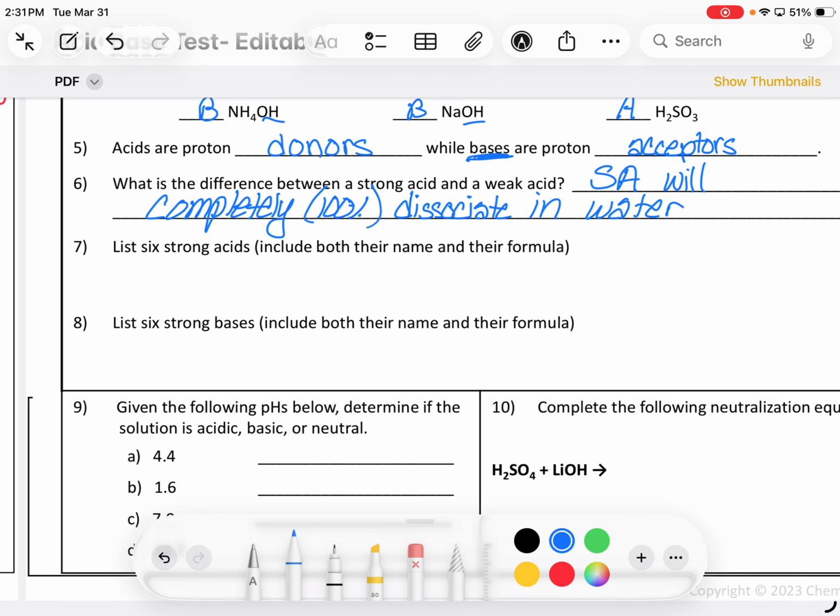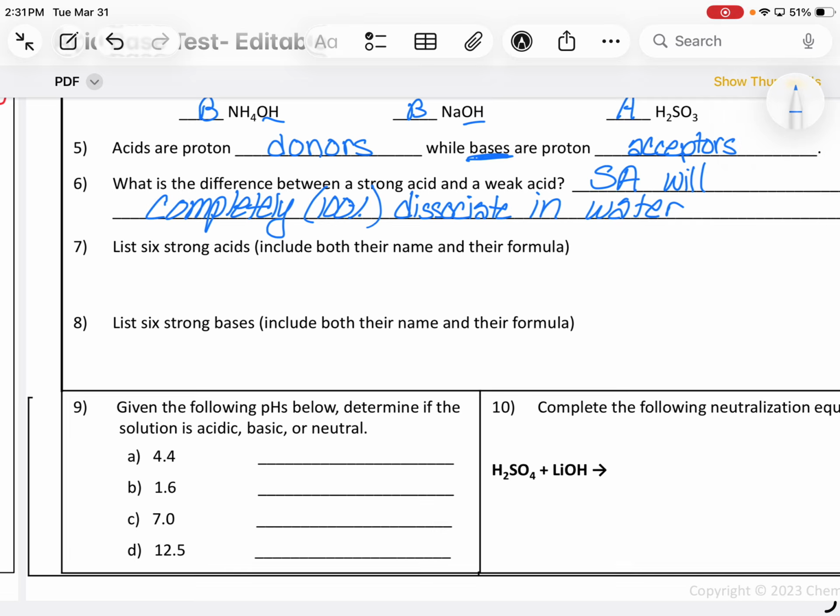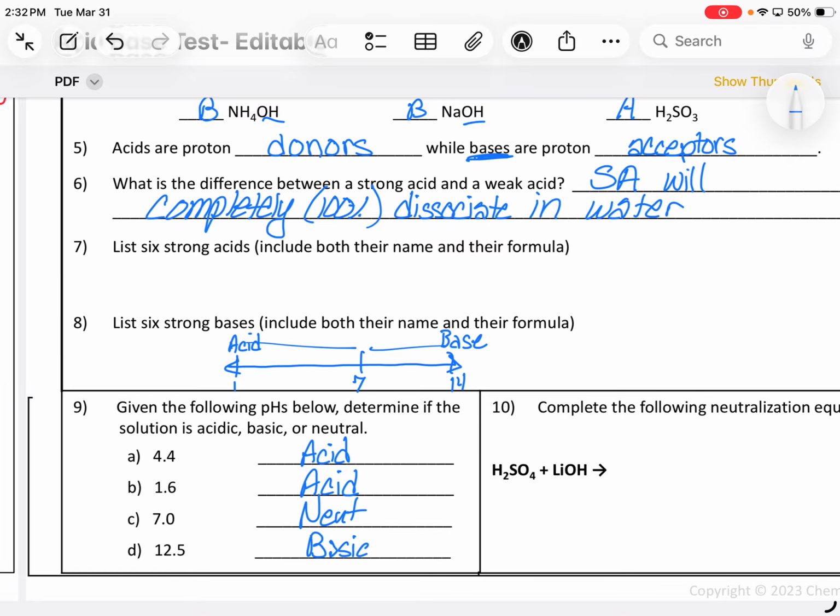Number 9, given the following pHs below, determine if the solution is acidic, basic, or neutral. Now remember, pH scale. 7 is exactly what? Neutral. 14 is the most basic, and 1 is the most acidic. So if it's anything between 1 and 7, it's going to be acidic. Anything between 7 and 14 is going to be basic. So look at 4.4. That's between 1 and 7, so that's acid. 1.6, acid. 7, that's neutral. 12.5, that's basic. Are we done? Good?